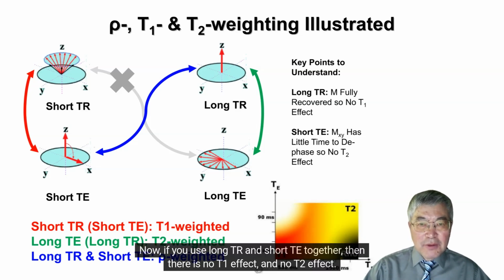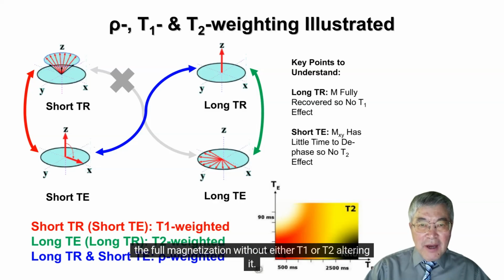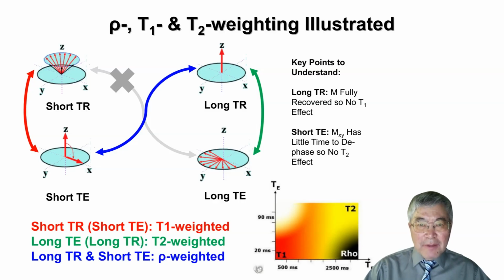Now, if you use long TR and short TE together, then there is no T1 effect and no T2 effect. In that case, the signal is proportional to RHO, the proton density, because you are basically measuring the full magnetization without either T1 or T2 altering it. That is called RHO-weighted imaging.